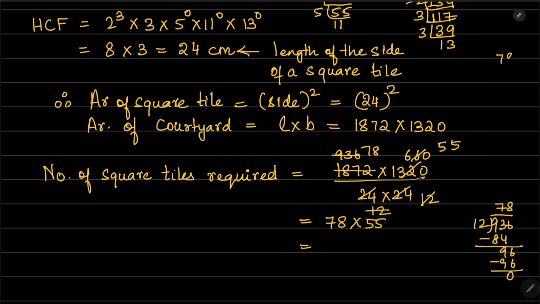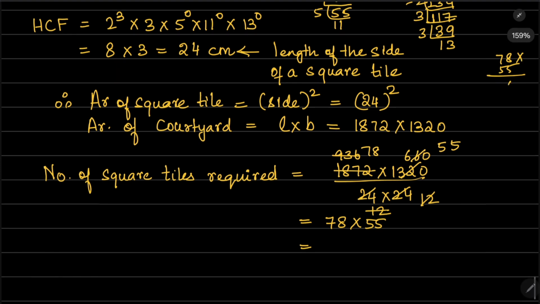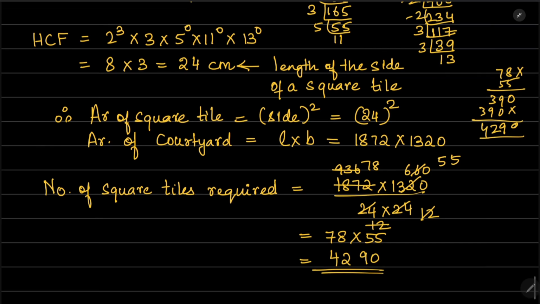So let's do it. What is 78 multiplied by 50? All this you will have to do on the rough side. Okay, everything, all of these. 4290 is what I'm getting. So the number of tiles that is required is 4290. This is the number of tiles that you need. This is what is asked.